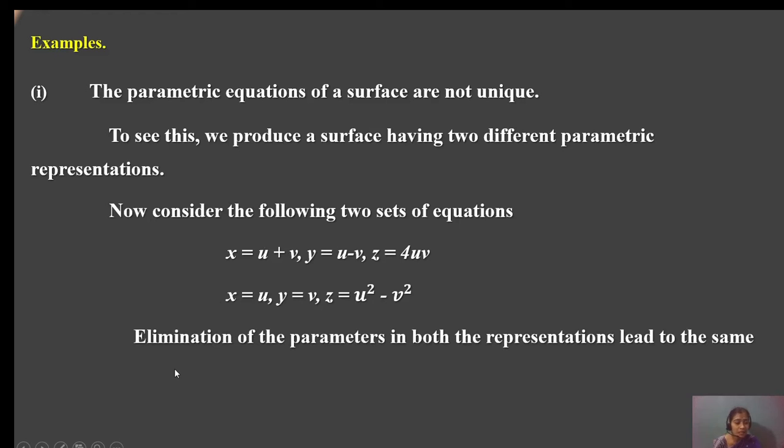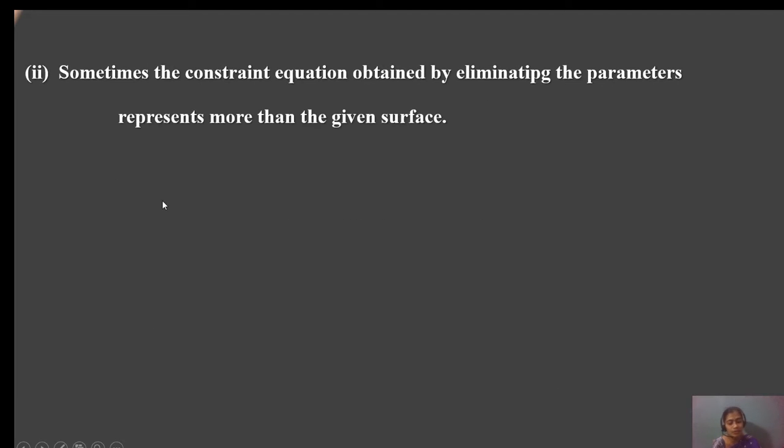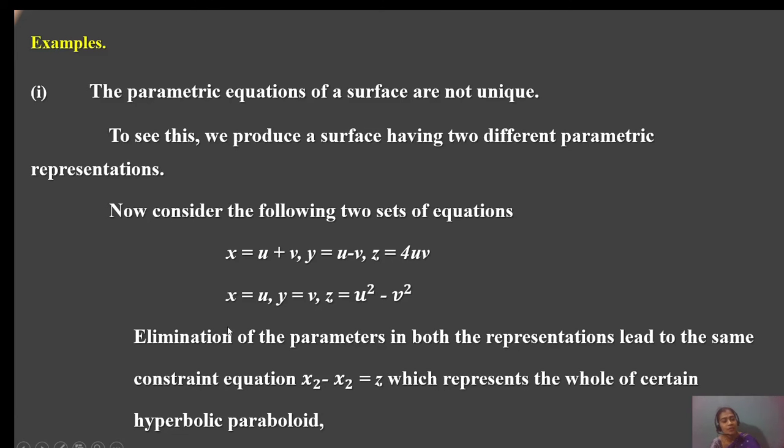Okay, eliminating the parameters in both representations, the constant equation generated is x square minus y square equals z, which represents a hyperbolic paraboloid. This hyperbolic paraboloid will be represented by x square minus y square equals z.